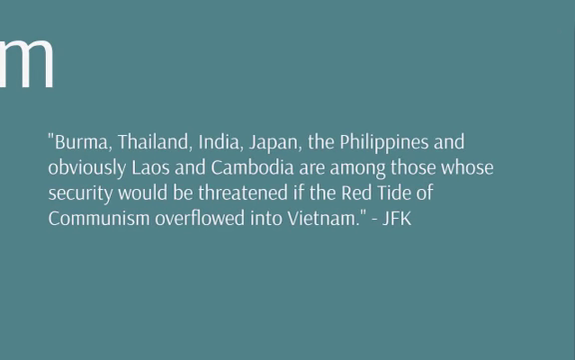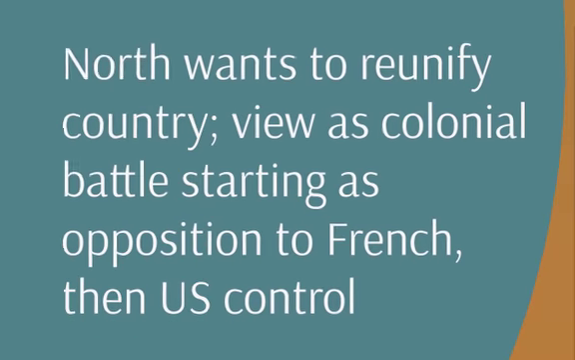So here's a great quote by JFK, actually from when he was a senator before he became president. That's a great exemplar of the domino theory. Burma, Thailand, India, Japan, and the Philippines, and obviously Laos and Cambodia, are among those whose security would be threatened if the red tide of communism overflowed into Vietnam.